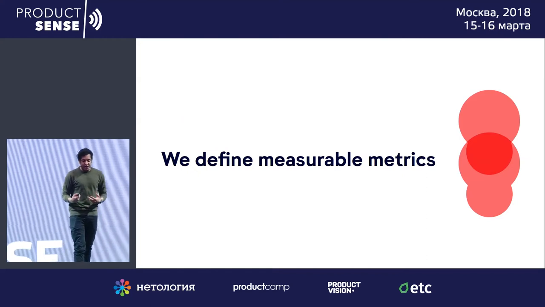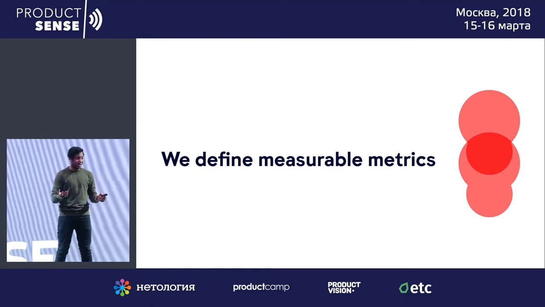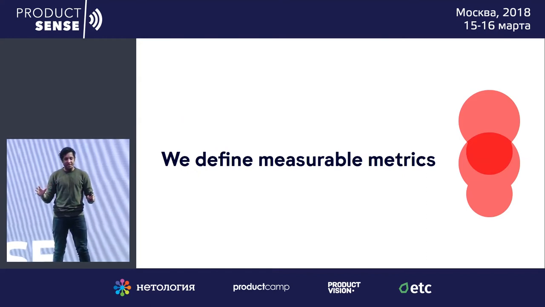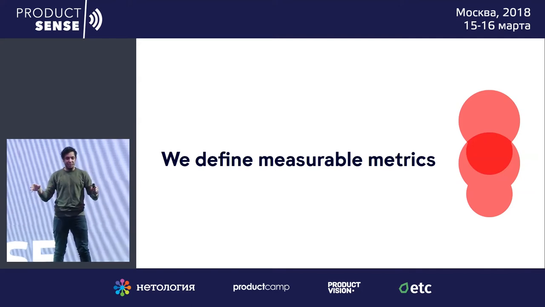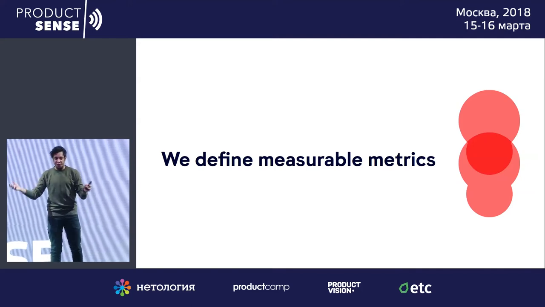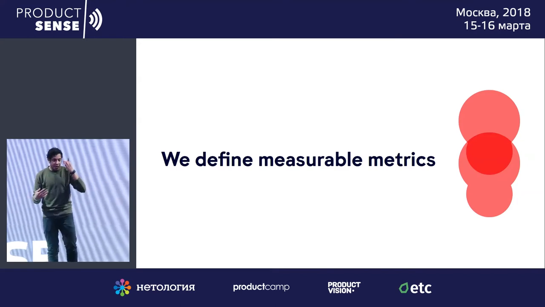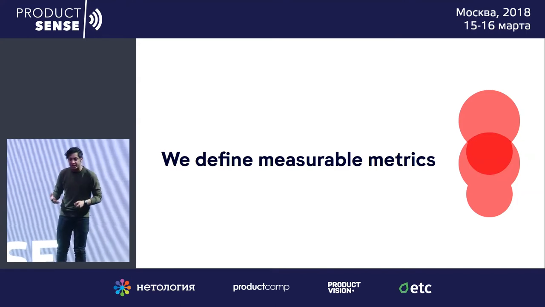After we generate a proper hypothesis, we define measurable metrics. Okay, I'm a designer. I design things. I make things useful and nice and beautiful and delightful. But how can I make sure that it actually works?